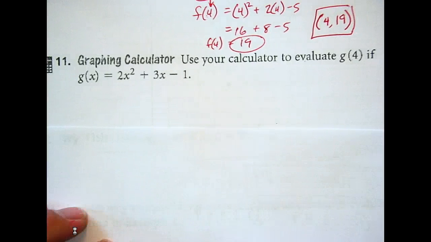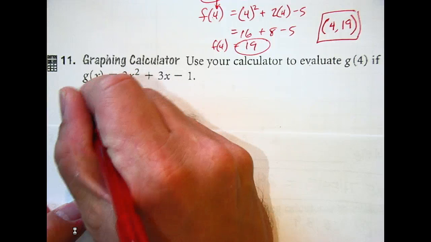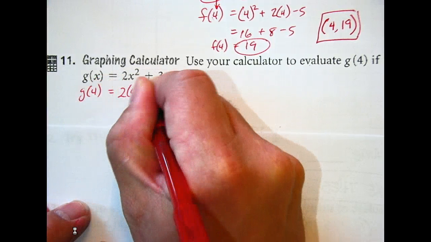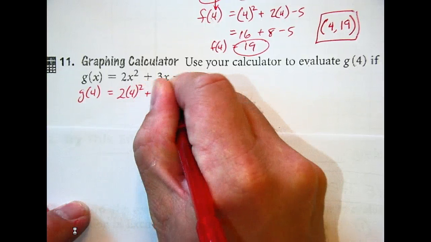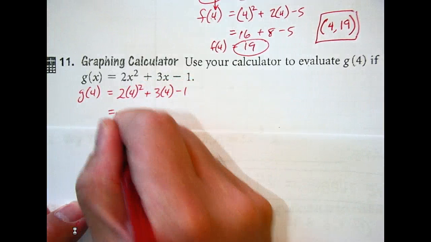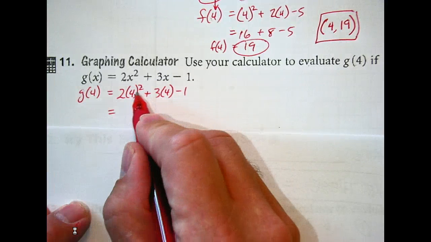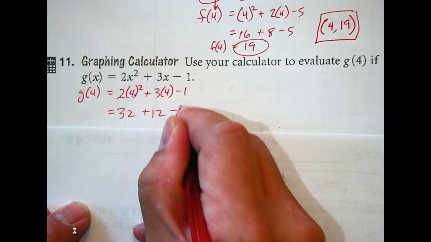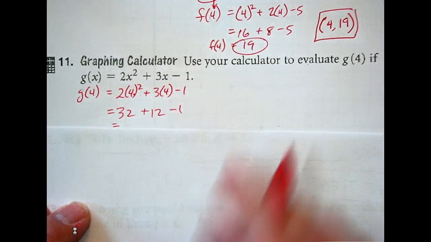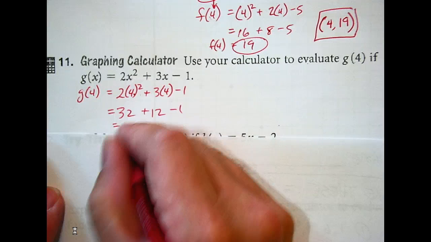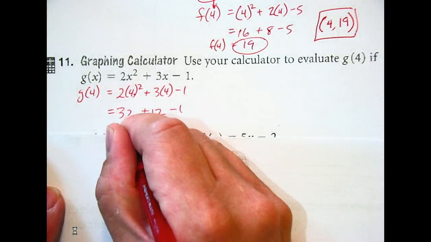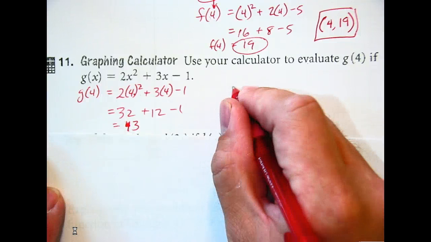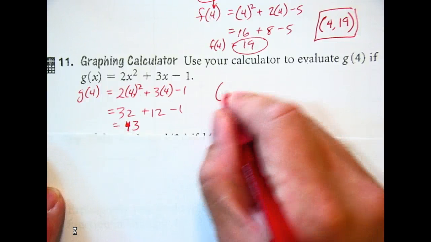All right. I'm assuming everyone put the 4 in here. So you did g of 4. You replaced the x with the 4. That's 2 times 4 squared plus 3 times 4. 4 squared is 16 times 2 is 32 plus 12 minus 1, or 32 plus 12, 44 minus 1 is 43. How many got 43? Okay, very good. That would mean we'd have an ordered pair of what? Parker?